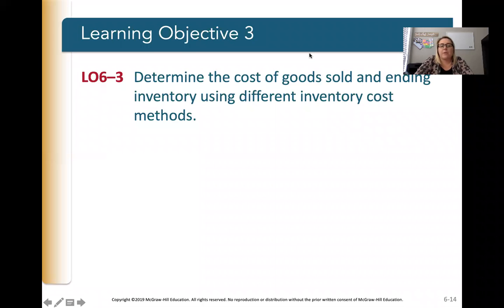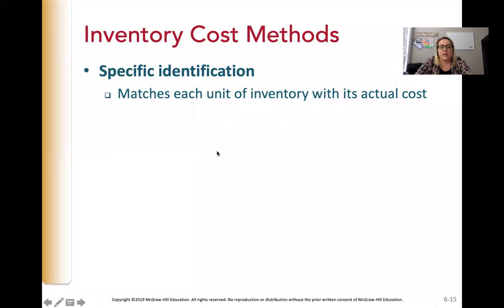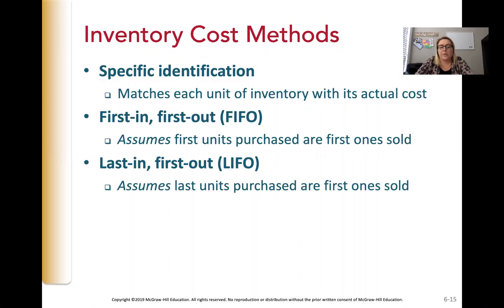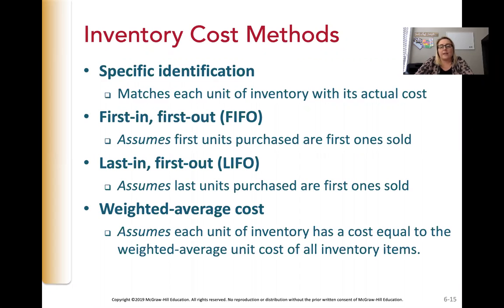Today we'll be wrapping up learning objective 6-3. Determine the cost of goods sold and ending inventory using different inventory cost methods. In the part 1 video, we discussed specific identification. In the part 2 video, we discussed FIFO, first in, first out. In the part 3 video, we discussed last in, first out, LIFO. Today we'll be discussing weighted average costs and doing a comparison of each of the methods.